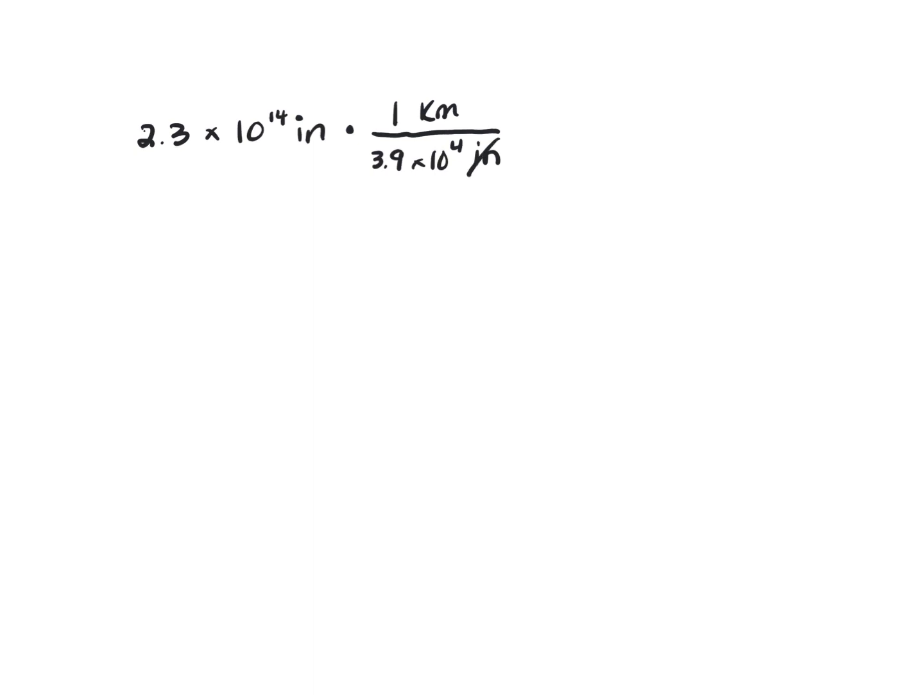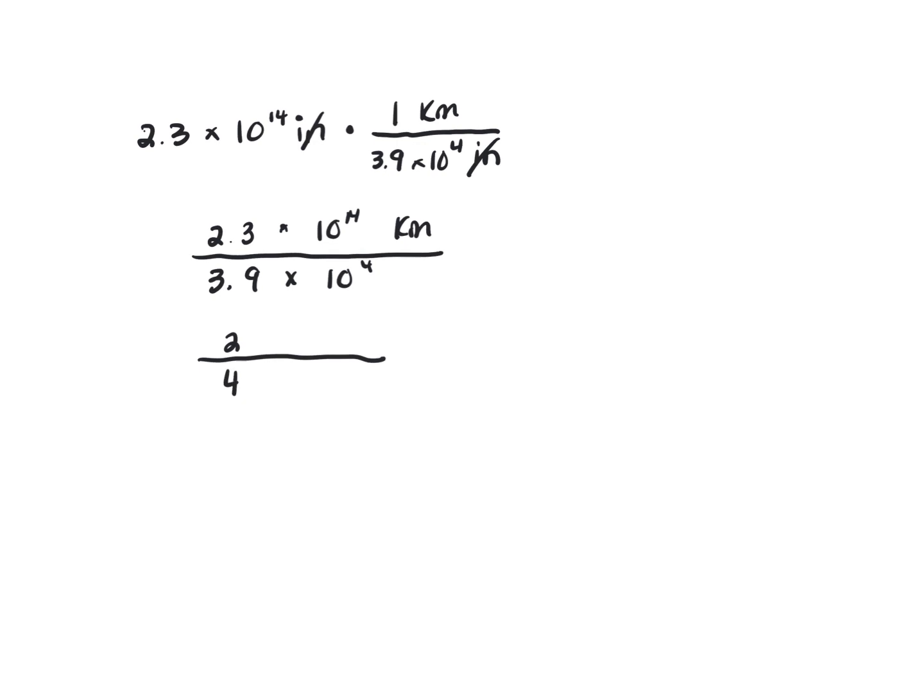So sure enough, inches cancels, and I'm left with 2.3 times 10 to the 14th kilometers over 3.9 times 10 to the 4th. Well, 2.3, we can round that to 2, and we can round 3.9 to a 4. That's how I'm messing with the numbers to make my math easier. And that would give me 0.5, 2/4 is 1/2. That's 0.5 times 10 to the 10th, because when you divide like bases, you subtract your exponents.